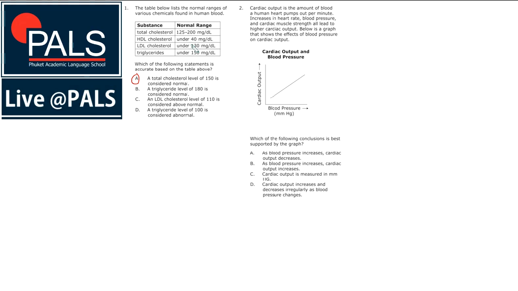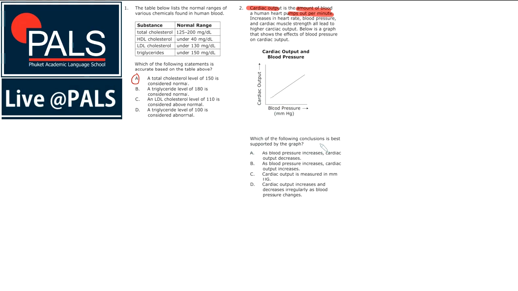Number 2. Cardiac output is the amount of blood a human heart pumps out per minute. Increases in heart rate, blood pressure, and cardiac muscle strength all lead to higher cardiac output. Below is a graph that shows the effects of blood pressure on cardiac output. We can see that as cardiac output increases, blood pressure increases. It's a linear, proportional relationship. For example, if cardiac output goes up, then blood pressure will increase as well.